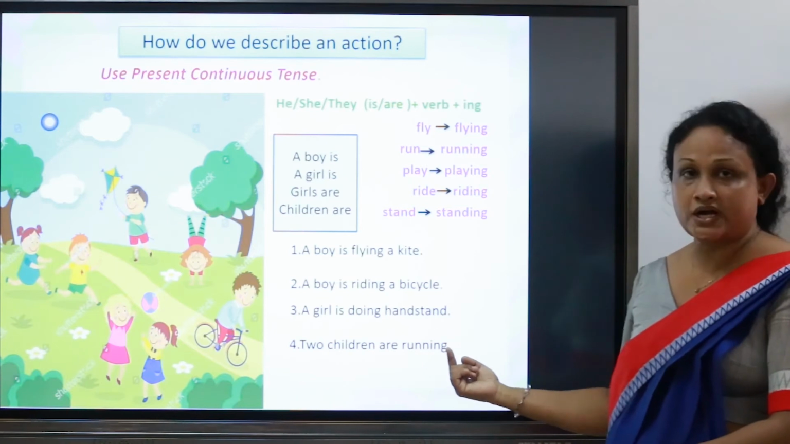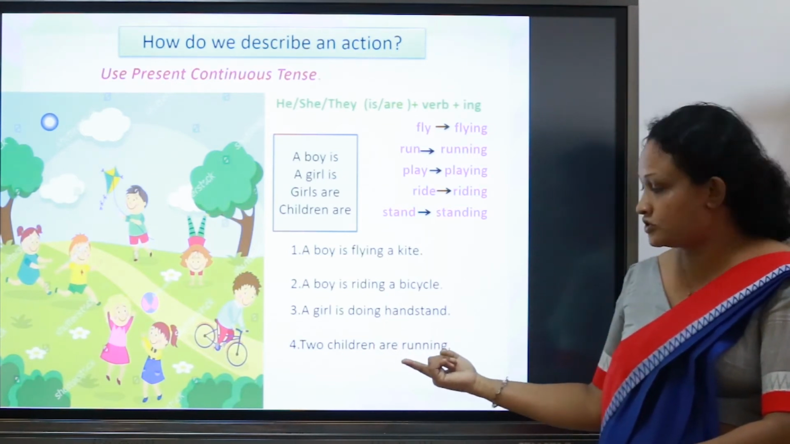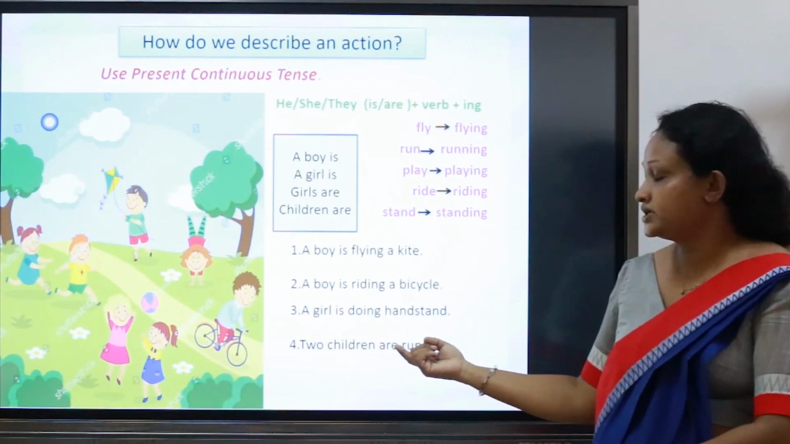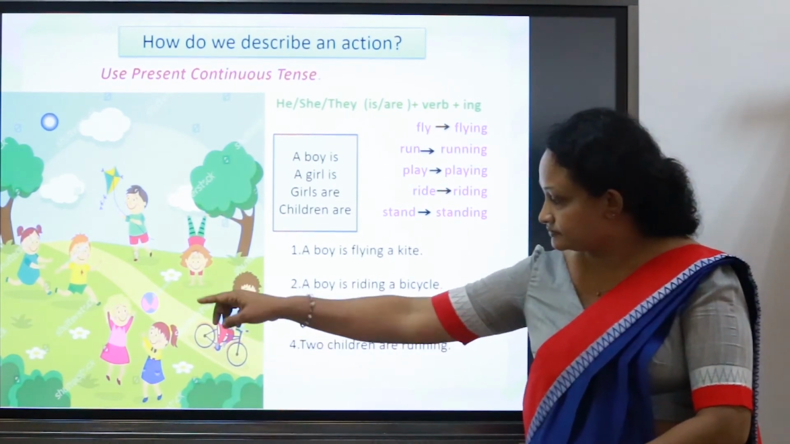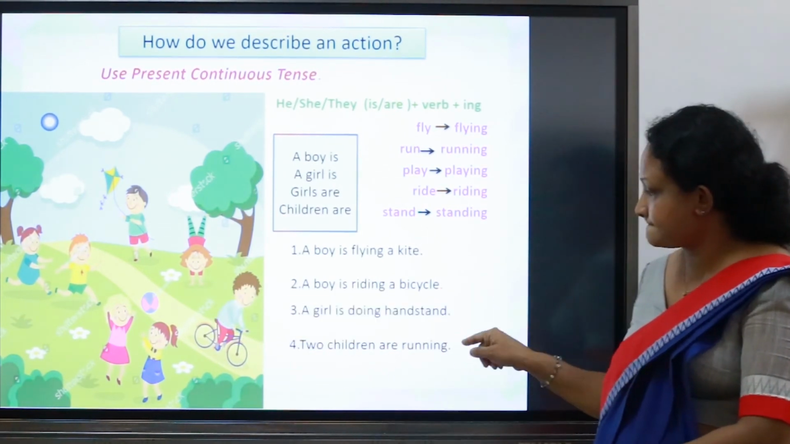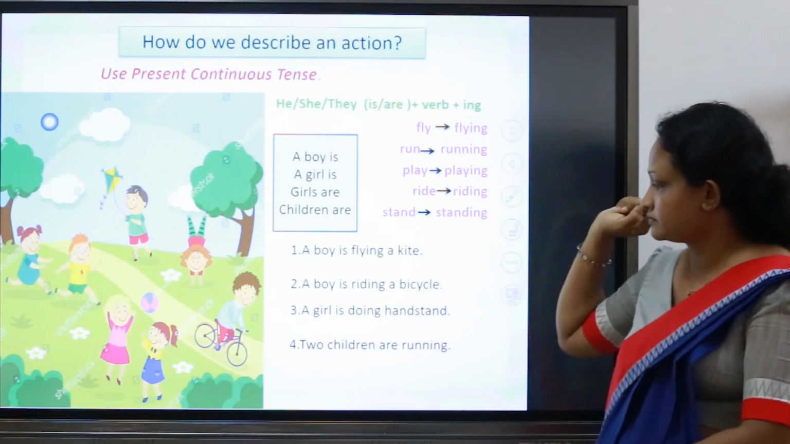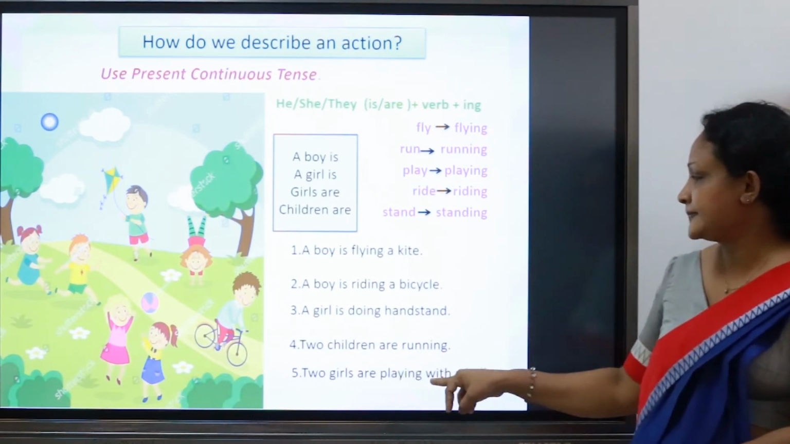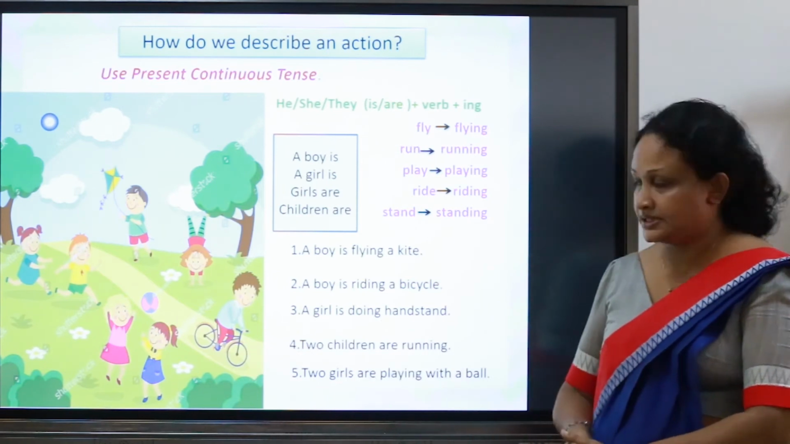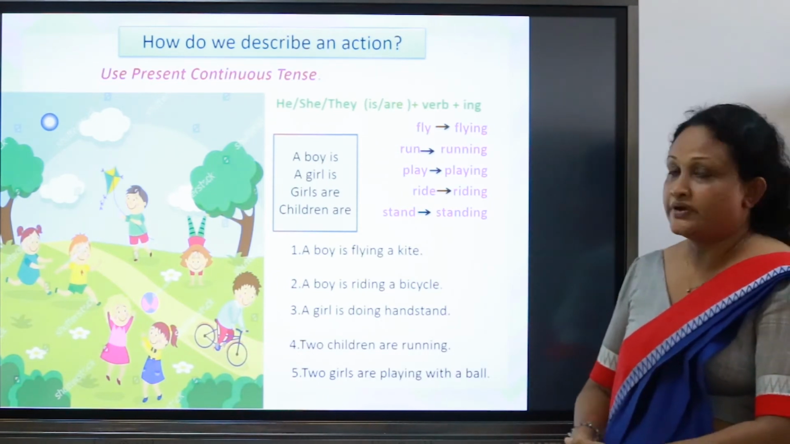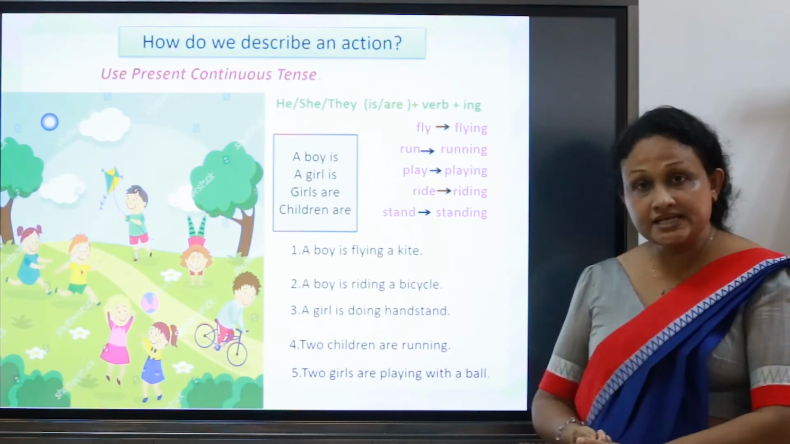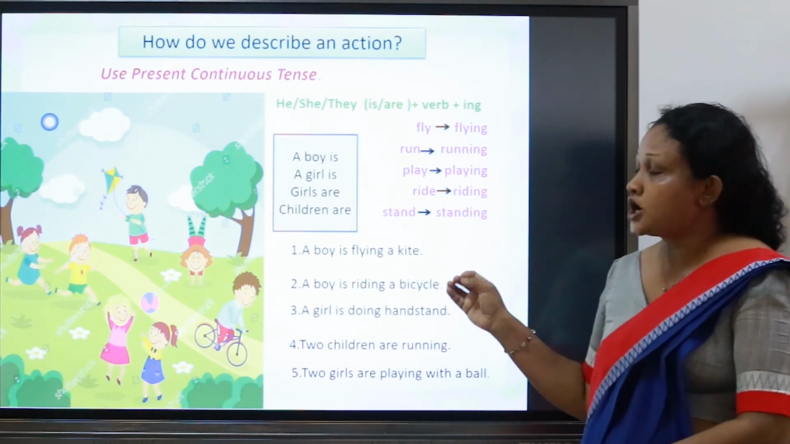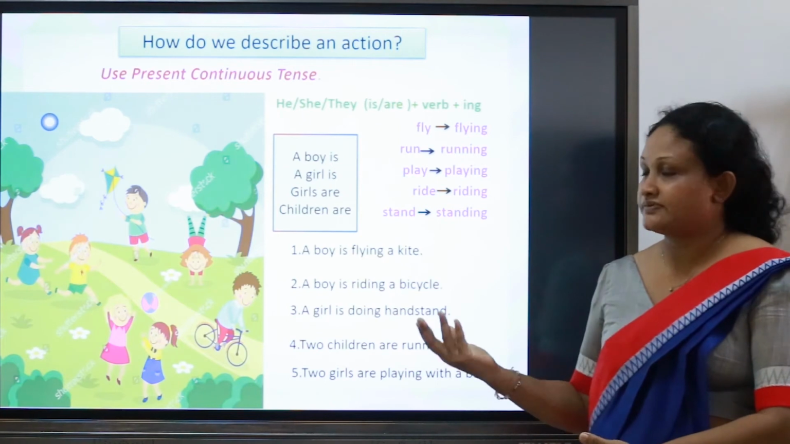Two children are running. Here we have used the plural form. We have used the verb are. So we can write two children are running. As the last sentence, I have written two girls are playing with the ball. You can see in the picture. So we have already learned how to write the things in the picture using there is and there are. And now we have learned how to write the actions to describe the picture.